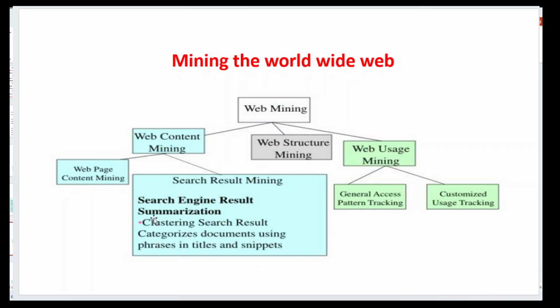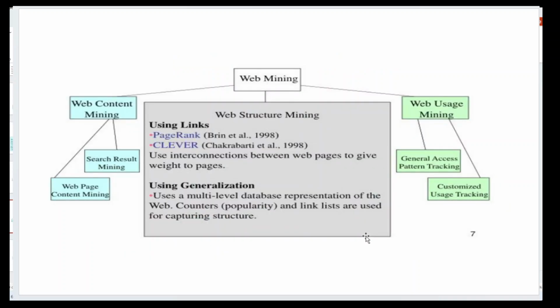Next, let's go to the search result mining. What does search result mining mean? Searching the information or the result based upon a few functionalities, that is clustering the search result or categorizing the documents using the phrases in the titles or the code snippets. And what is web usage mining? Web usage mining is where general access pattern tracking and customized usage tracking can be used.